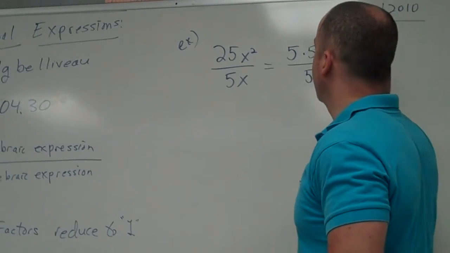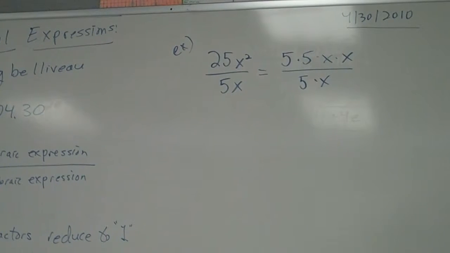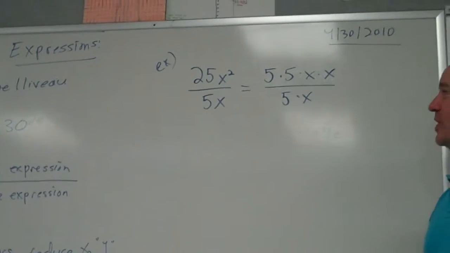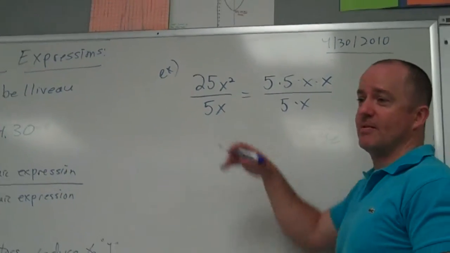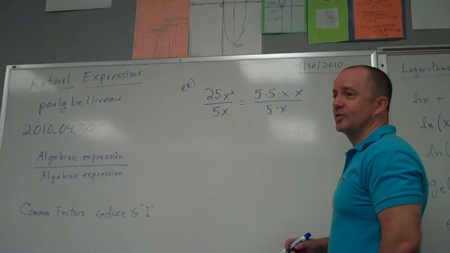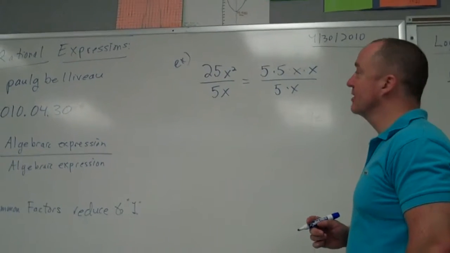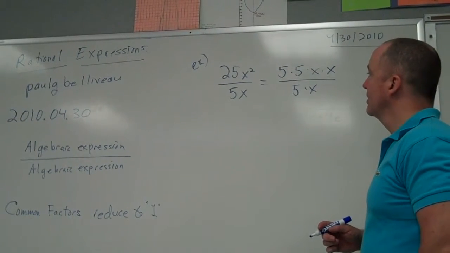And remember how I said you could write this out as 5 times 5 times x over 5 times x? You don't have to write it out like that. There was the whole thing about subtracting exponents. Why would you reduce 5 to 5? Why did you do 1?